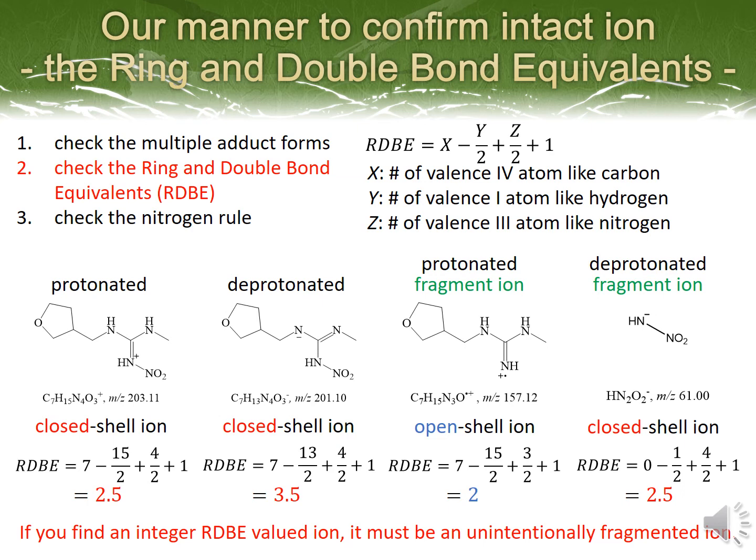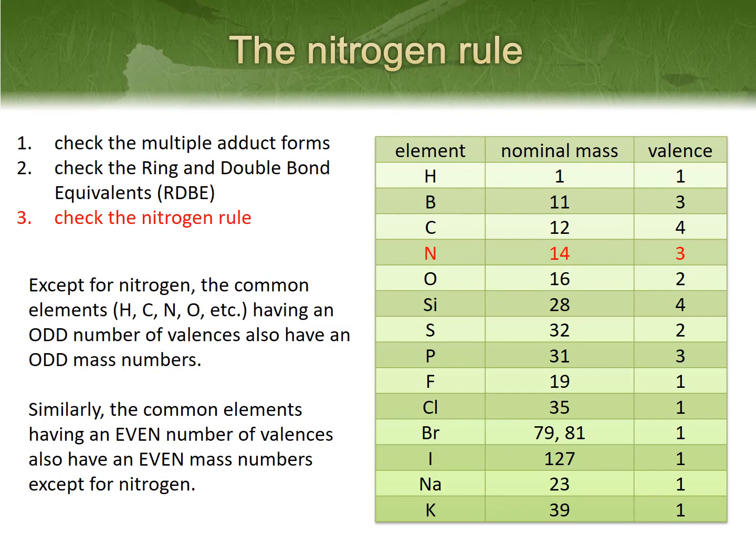The final step is checking the nitrogen rule. Except for nitrogen, the common elements having an odd number of valences also have odd mass numbers, such as hydrogen, carbon, oxygen, etc. Similarly, the common elements having an even number of valences also have even mass numbers, except for nitrogen. Nitrogen represents this only exception. This is the nitrogen rule. Let's have a look at the table.